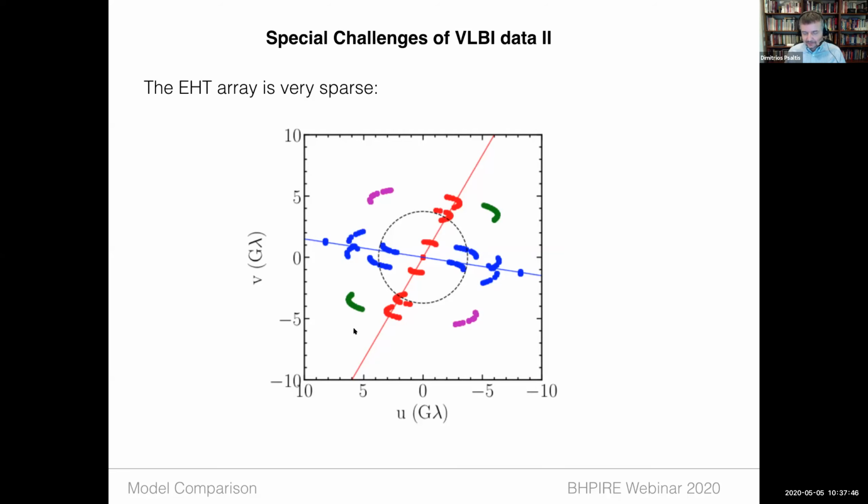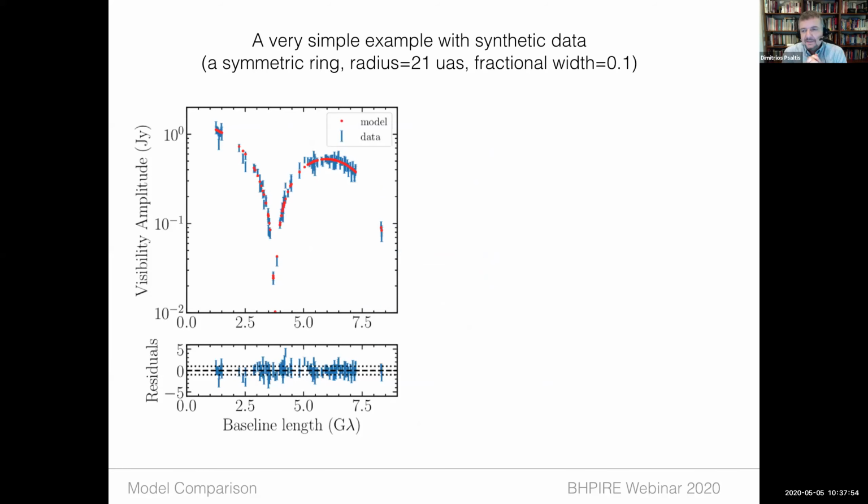So, a lot of background, a lot of interpretation, a lot of expectation. Let's see how it works in practice. This is a very, very simple problem. I just generated synthetic data for the Event Horizon Telescope, assuming that the source in the sky is nothing but a ring, no complexity whatsoever, with a radius equal to what we found in M87 and a small fractional width. It's a 10% ring. Not only that, but I made all the baselines have the exact same signal-to-noise ratio, 10%.